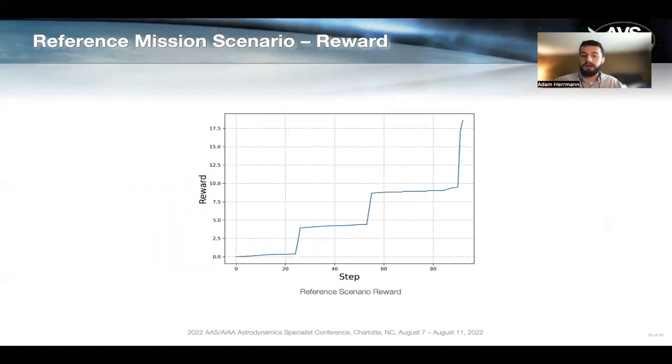And then here's a diagram on the reward. So basically everything before step 80 is all mapping, right? So mapping, collection, and also downlink. And then that large jump there at the end, that's from imaging. So you can see those two components are about equal.